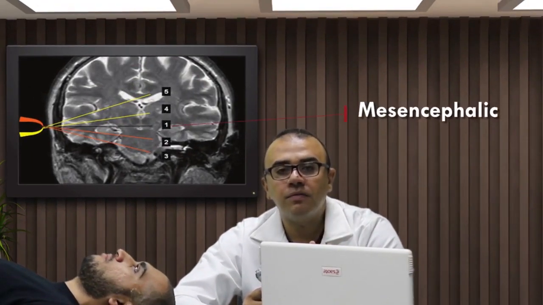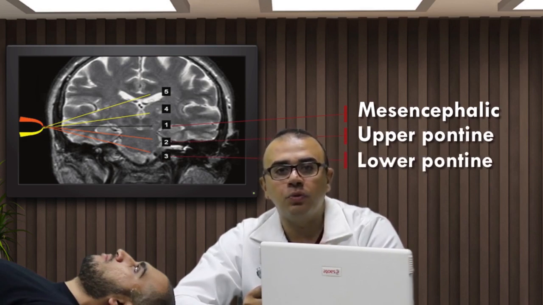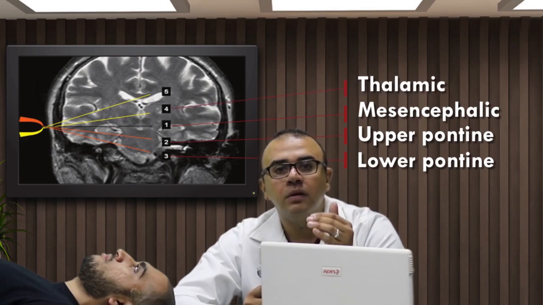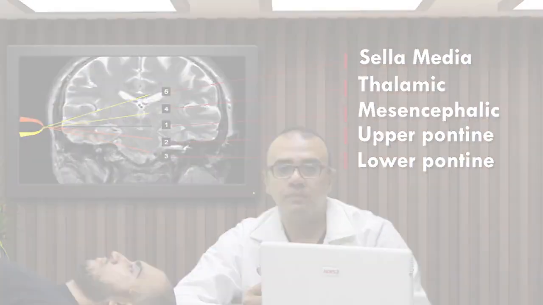Before we start, we should know that through the transtemporal window, we have five axial planes. We have the mesencephalic plane, upper pontine plane, lower pontine plane, thalamic plane, and cella media plane.